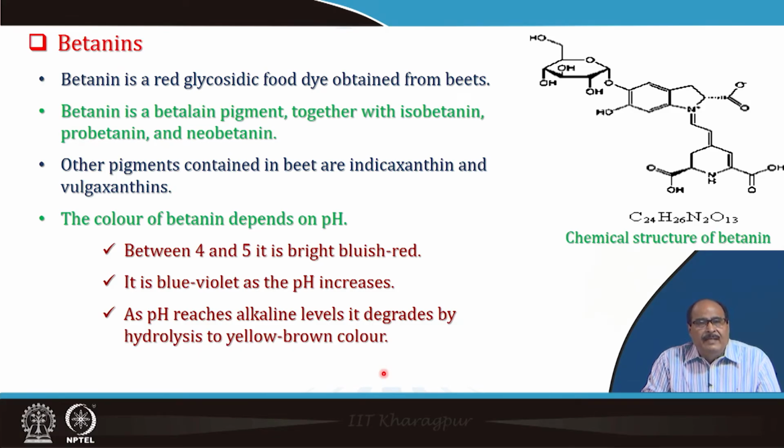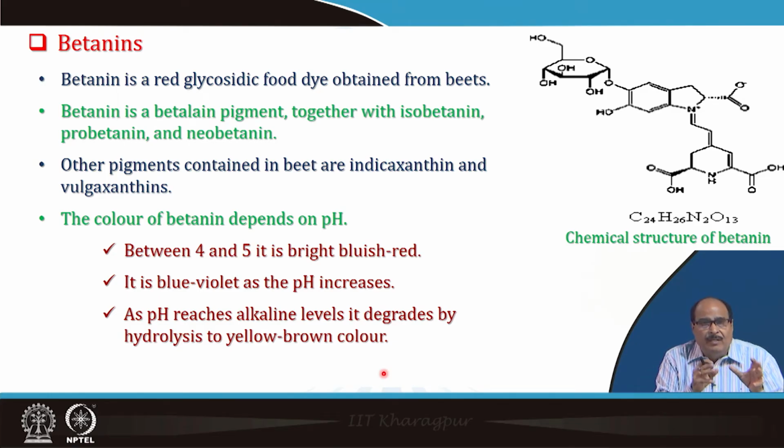Betanin is a red glycosidic food dye obtained from beetroots. It is a betalain pigment together with isobetanin, probetanin and neobetanin. Other pigments contained in the beet are indicaxanthin and vulgaxanthin, and the color of betalain pigment depends upon the pH. They have various colors, even in many flowers, etc. The chemical structure of the betalain is shown here.